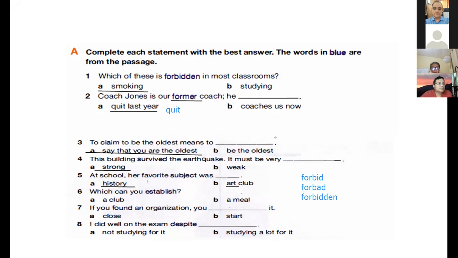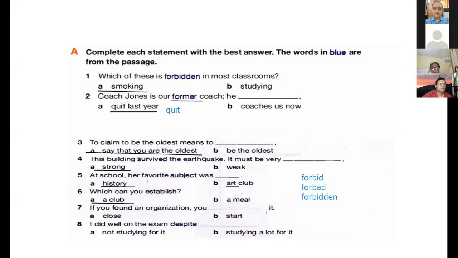Okay, let's listen to the next one, number six. Who wants to do number six? Maria Luz Neto? Me, teacher. Okay, thank you, Maria. Number six. Which can you establish, a club or a meal? ¿Qué es lo que podemos establecer? What can we establish? A club. A club, right? Yes, we can establish a club.